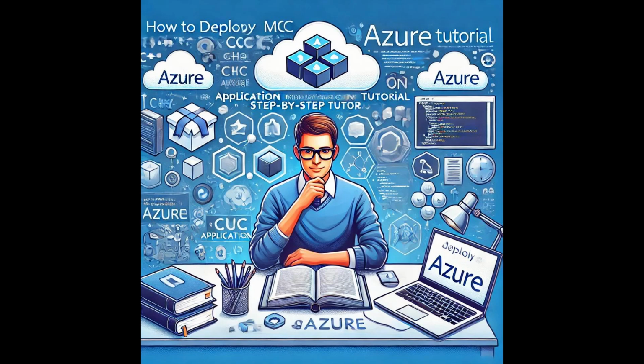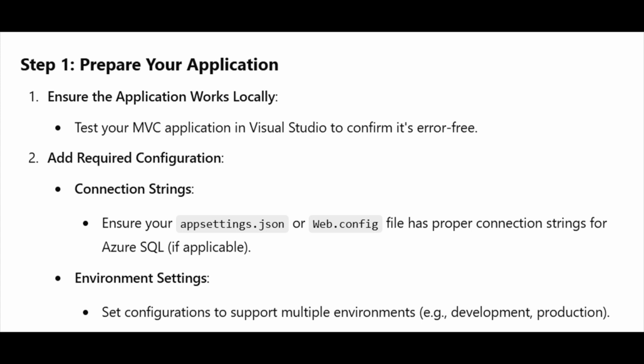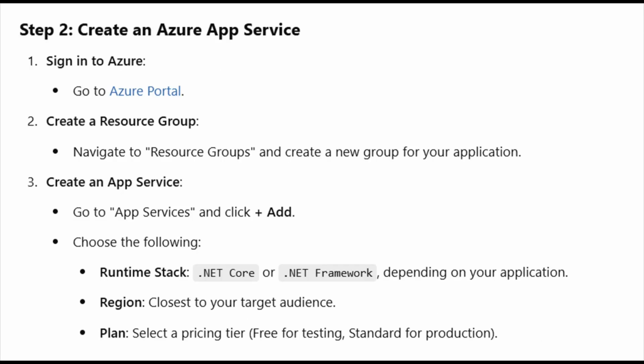Here's a comprehensive guide. Step 1: Prepare your application. Ensure the application works locally. Test your MVC application in Visual Studio to confirm it's error-free. Add required configuration. Connection strings: ensure your appsettings.json or web.config file has proper connection strings for Azure SQL, if applicable. Environment settings: set configurations to support multiple environments. Examples: development, production.